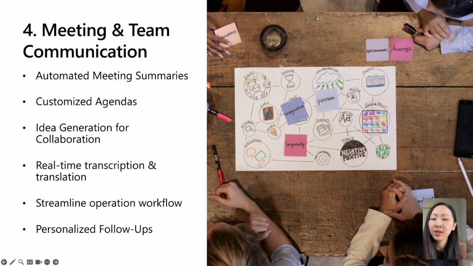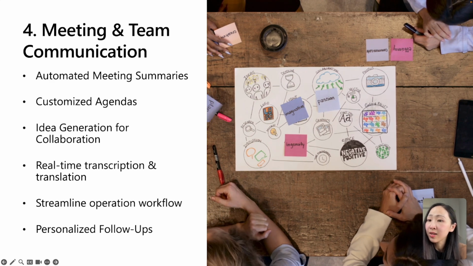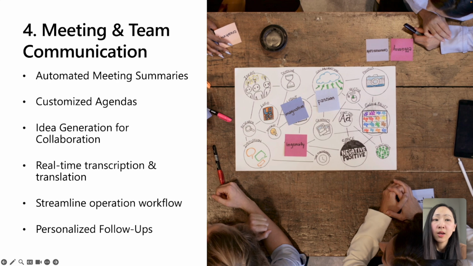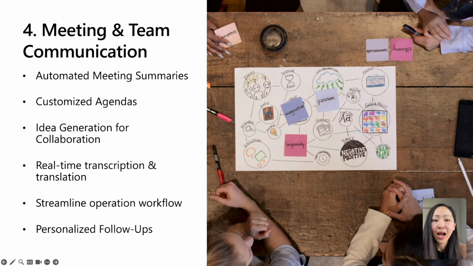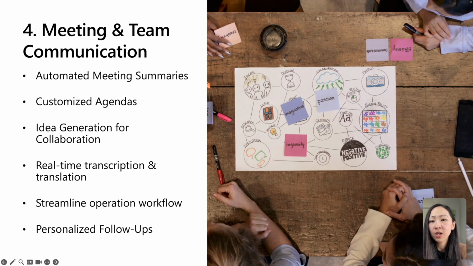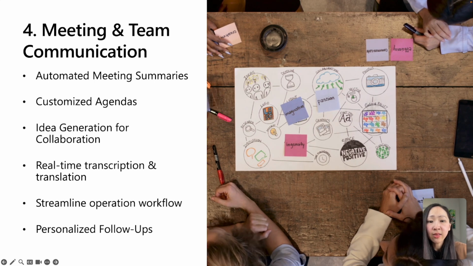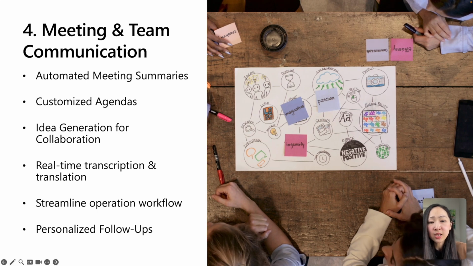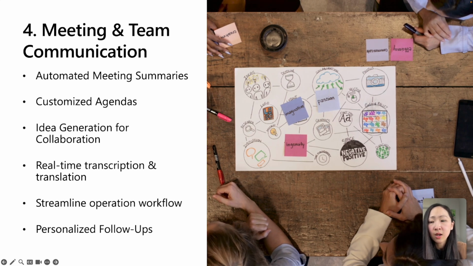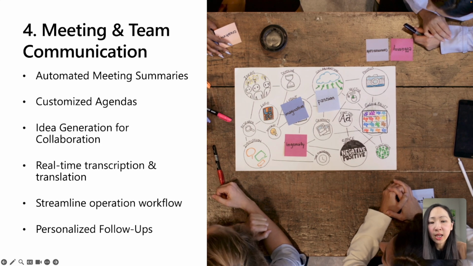Another aspect of using AI for marketing is meeting and team communication. There are a few areas we can use it. First, we can automate the meeting summaries. Whenever you have a marketing meeting, you can use AI to recap the insights, the actions, and the key discussions you have made or concluded in the meeting, and also customize the agenda. So before meetings, generative AI can create a personalized agenda based on the team members' ongoing projects and priorities. And then it can also generate ideas for more collaboration. It can suggest ideas and talking points based on the team's current campaign goals and processes.